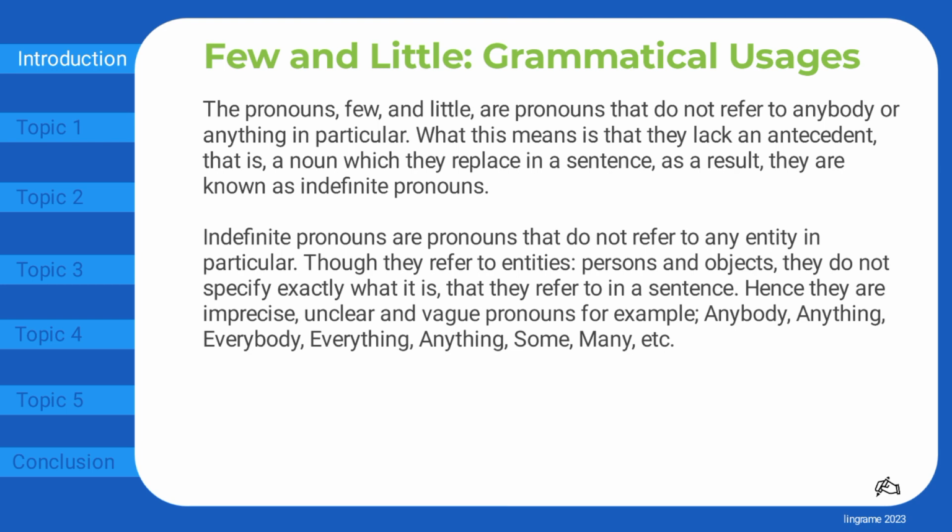Though they refer to entities, persons and objects, they do not specify exactly what it is that they refer to in a sentence. Hence they are imprecise, unclear and vague pronouns. For example, anybody, anything, everybody, everything, some, many, etc.